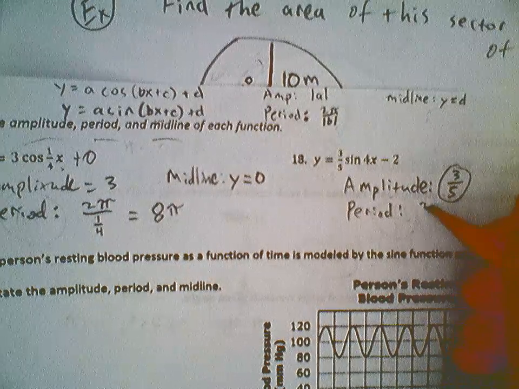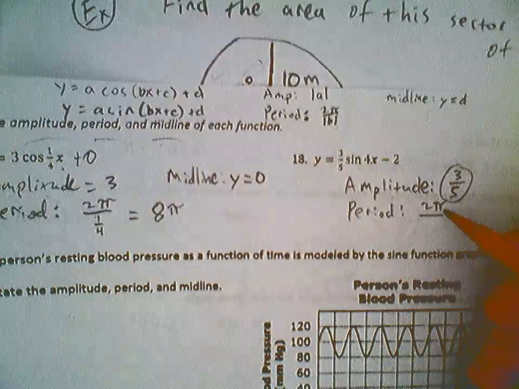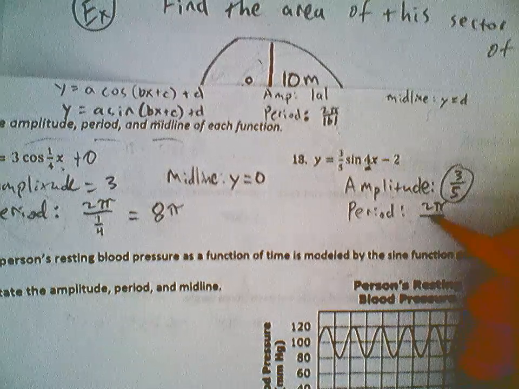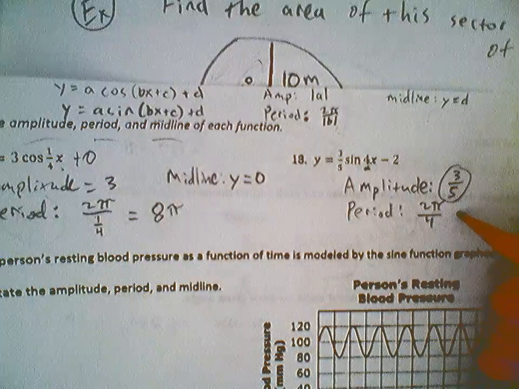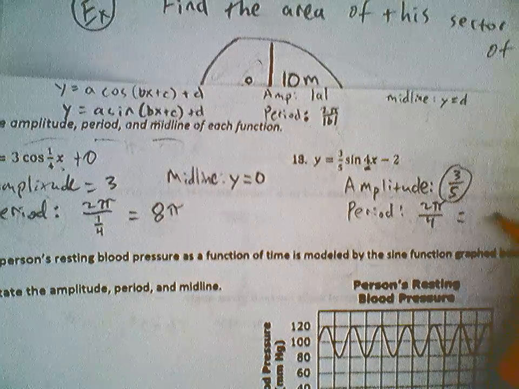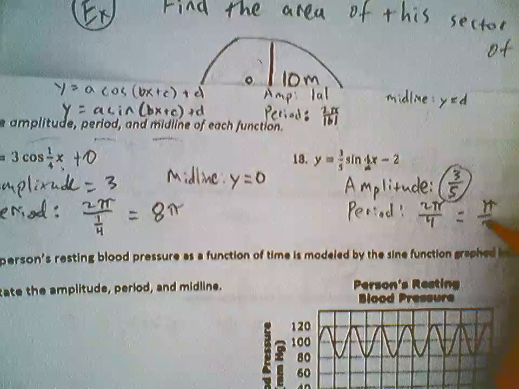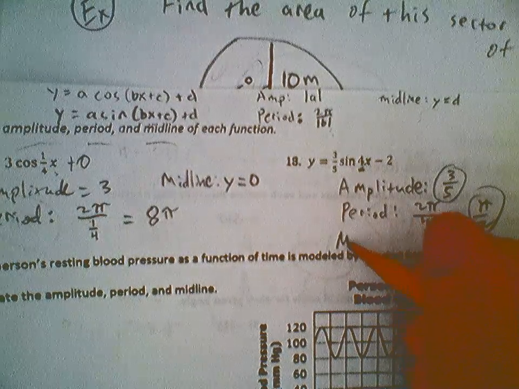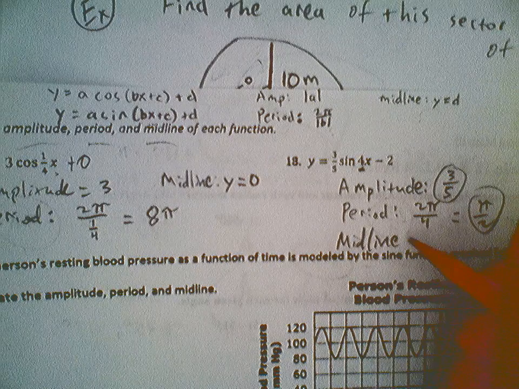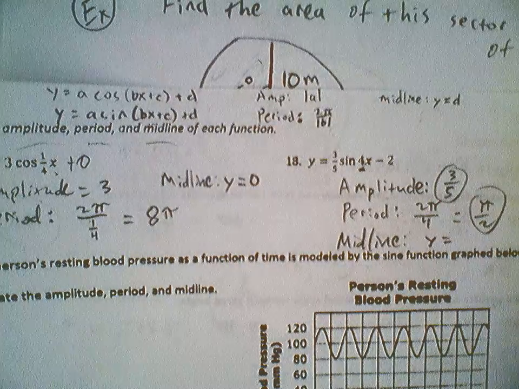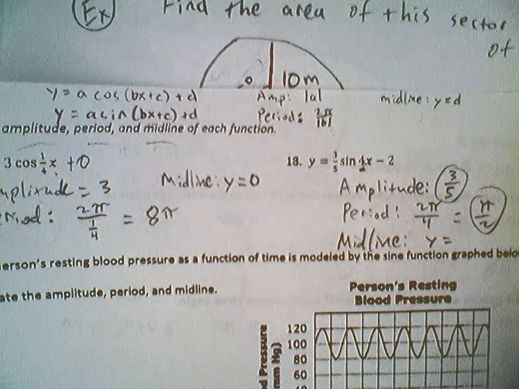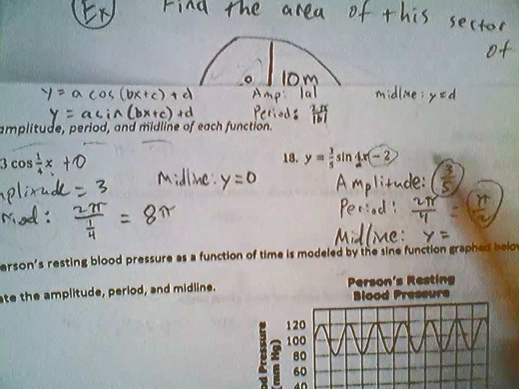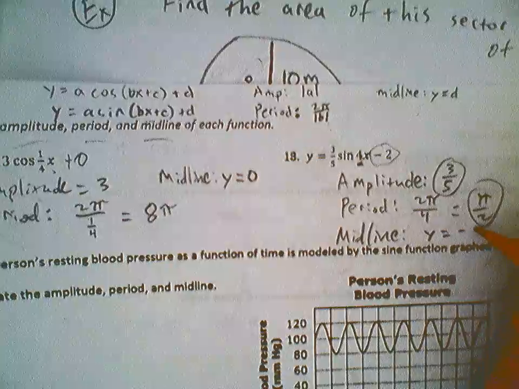For period, just like before, I do 2 pi divided by the coefficient of x, so 2 pi over 4. That simplifies to pi over 2, or 1/2 pi. And lastly, midline. We got y equals, let's see, we got -2 on the end, so it's y equals -2.